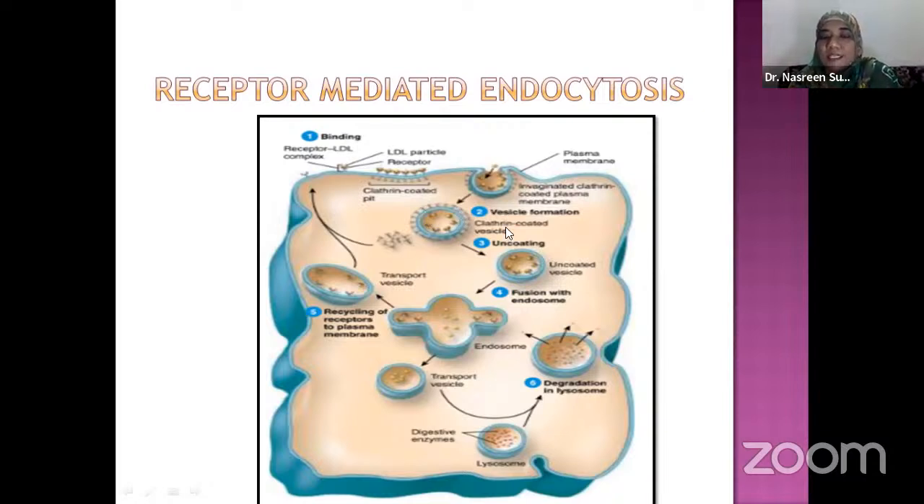Okay. Now this vesicle is coated with clathrin protein around it, and step 3 is that this clathrin protein will leave, and that is called uncoating. After uncoating, this uncoated vesicle will fuse with a transport vesicle. One more vesicle, it will fuse with the transport vesicle, and this transport vesicle is actually involved in recycling of receptors to the plasma membrane.